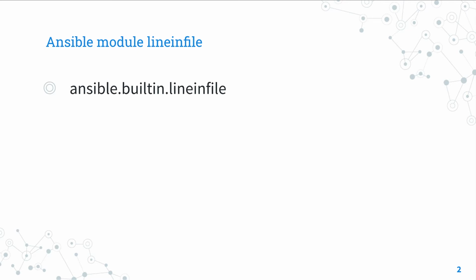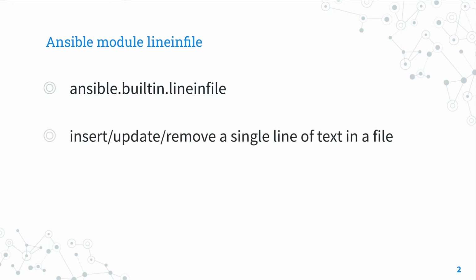The full name is ansible.builtin.lineinfile, which means that it's part of a collection or module built in with Ansible and shipped with it. It's a pretty stable module, out for years, and it supports a large variety of operating systems. You are able to insert, update, and remove a single line of text in a file.